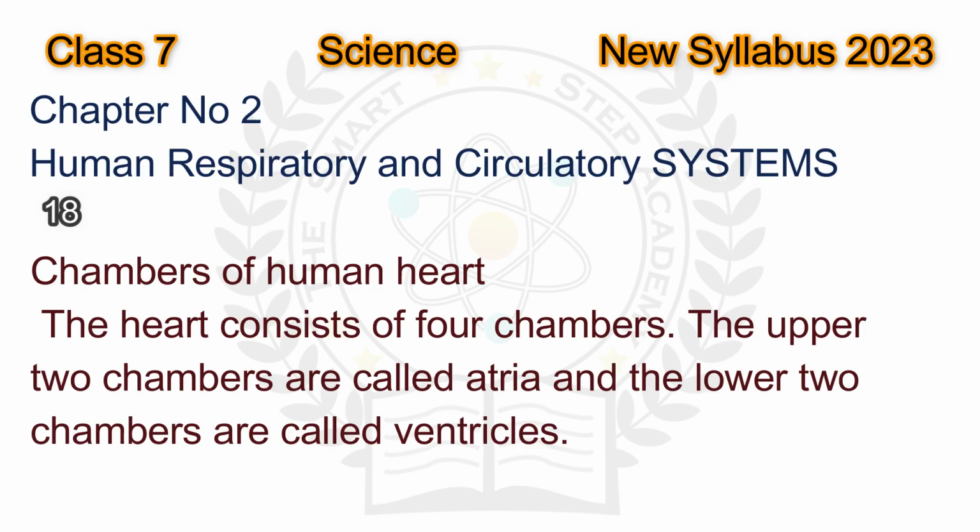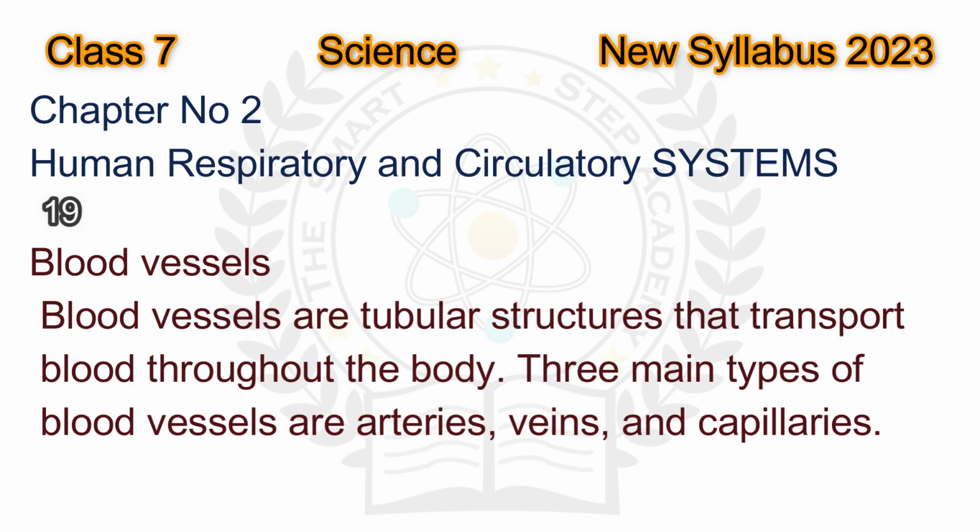Chambers of human heart. The heart consists of 4 chambers. The upper 2 chambers are called atria and the lower 2 chambers are called ventricles. Blood vessels. Blood vessels are tubular structures that transport blood throughout the body. 3 main types of blood vessels are arteries, veins, and capillaries.